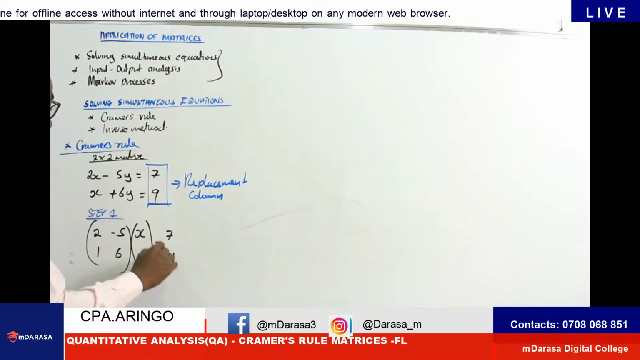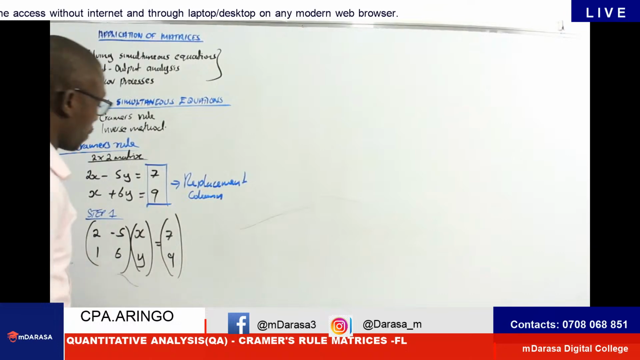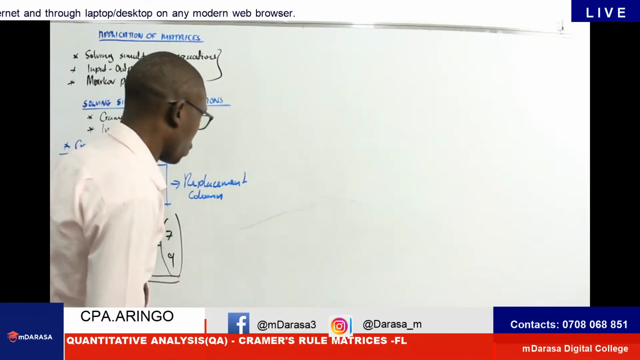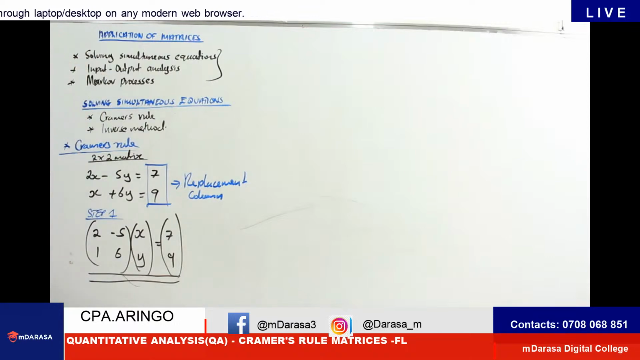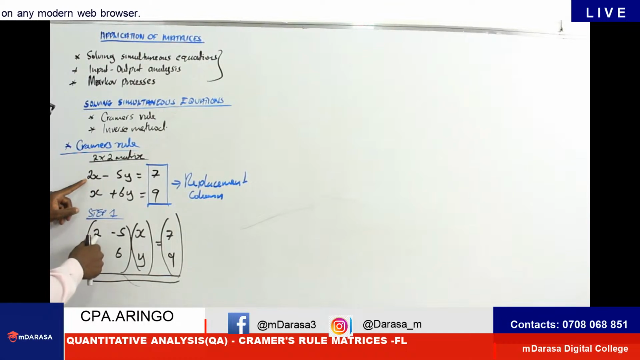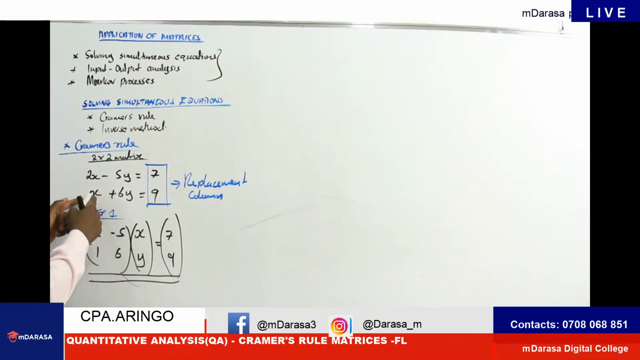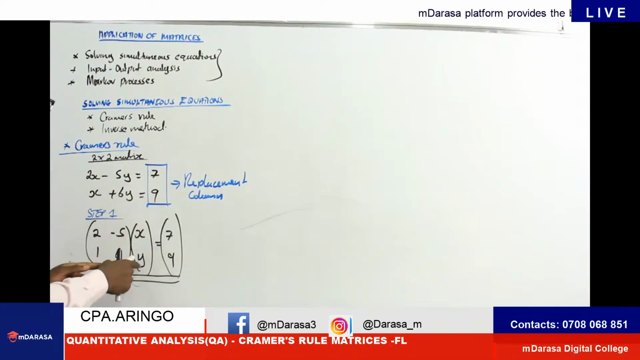7 and 9. That is what we should be having. From this equation, we can derive a matrix form, whereby we have 2, that is, of course, 2x minus 5y. So you're taking 2, minus 5, then you're having x, the first bit, then we talk of y. In that case, we're talking of x plus 6y. So I'm having 1 and 6, which in this case, xy is equal to 7, 9.